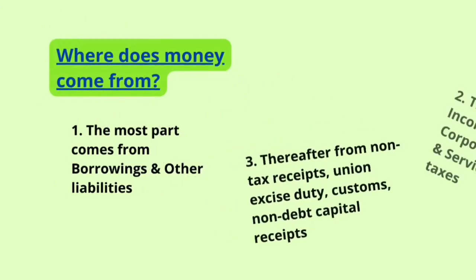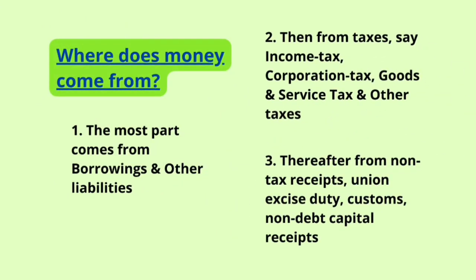Firstly, we'll talk about where the money comes from. The most part of the money comes from borrowings and other liabilities, then from taxes, say income tax, corporation tax, goods and service tax, and other taxes.